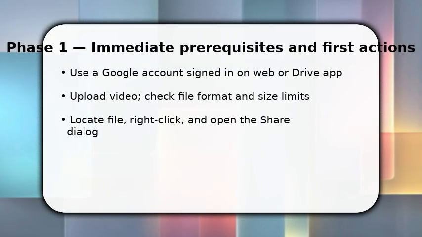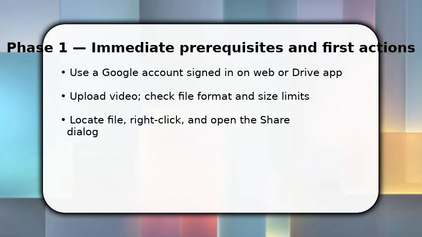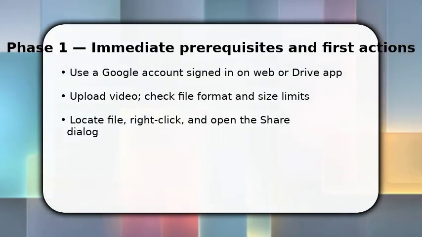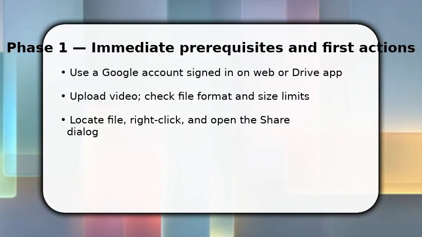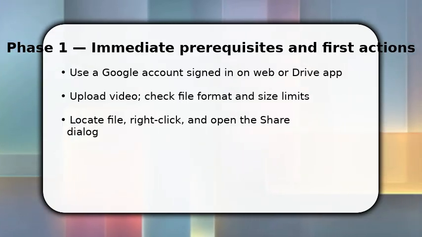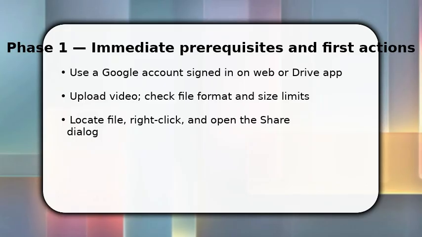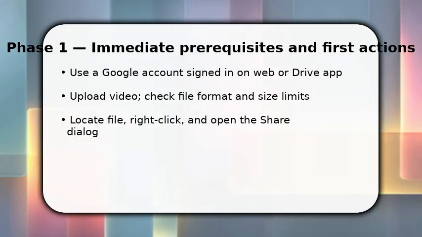You start by confirming the video is uploaded to Drive and you own or have edit access. This matters for link options. Once uploaded, locate the file in My Drive, right-click it, and choose Share to open permissions. Make sure the video is fully synced. If it shows uploading, wait.